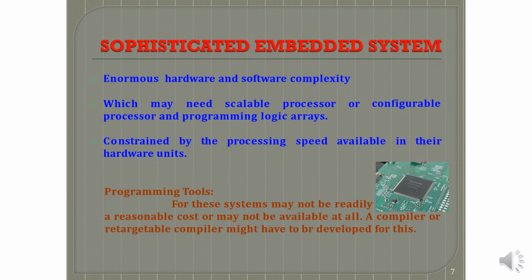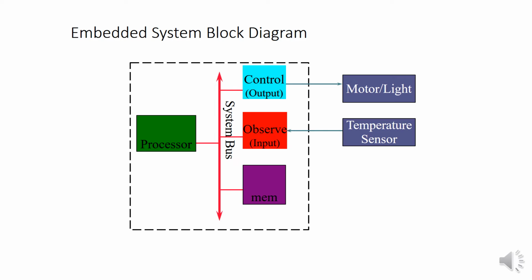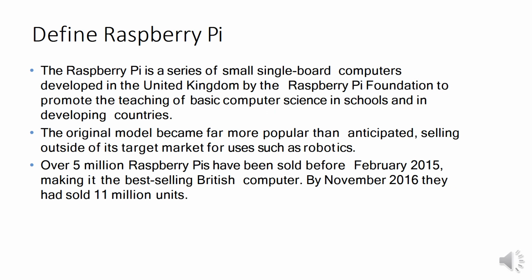When it comes to usage, even in microwave ovens and washing machines, everywhere we will be using this. So on one side, a processor, control unit, and the input where we make, for example, a temperature sensor system, and the memory storage area.